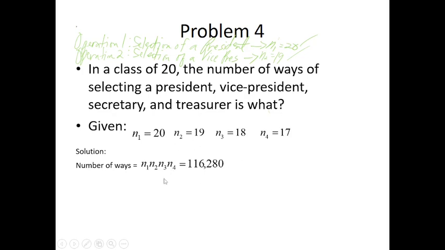Okay? So kung manu-mano ka magbibilang, baka umabot ka ng bukas bago mo makuha ang 116,280. So kaya na-develop itong fundamental principle of counting rule as a guide para hindi tayo mahirapan magbilang ng lahat ng possibility. So, that's it. No? So, problem 5.